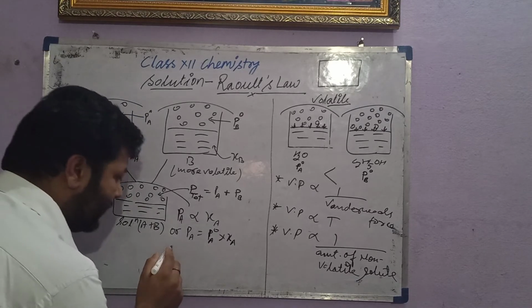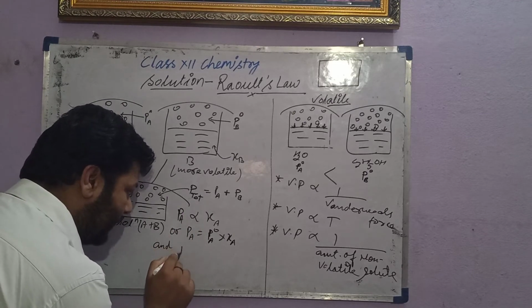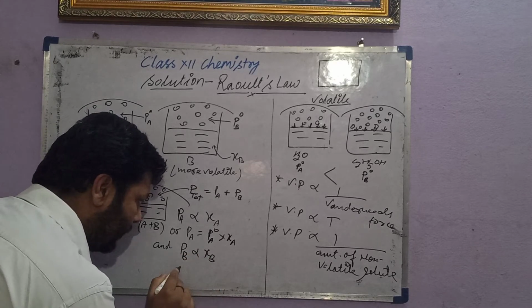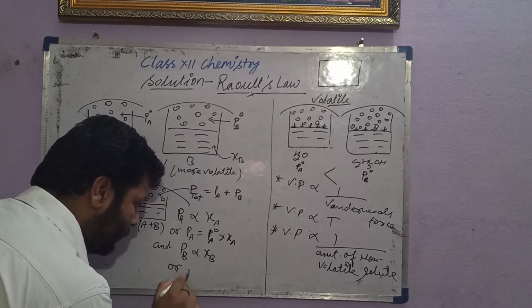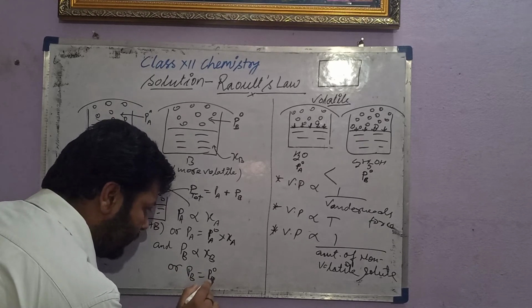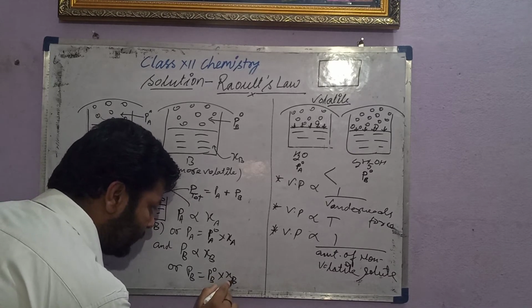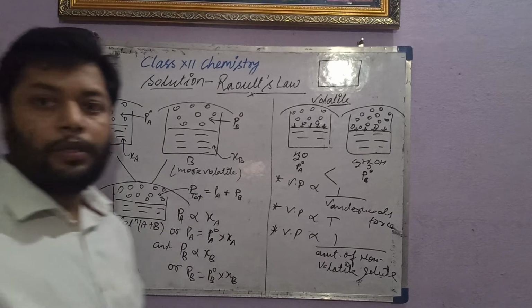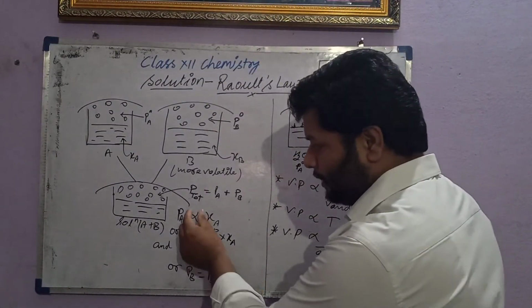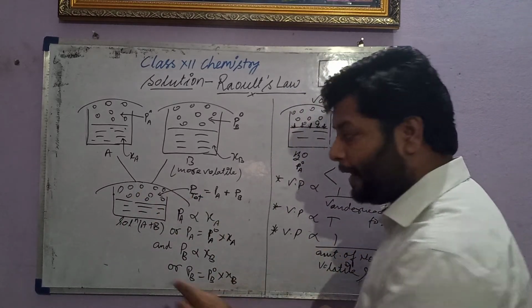That will be similar for the next one, and PB is proportional to XB. Therefore, PB equals P naught B into XB. So I'm just taking a simple example. There are two different components. This is a binary solution.